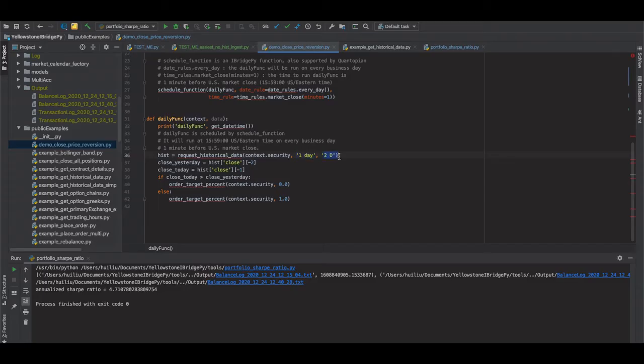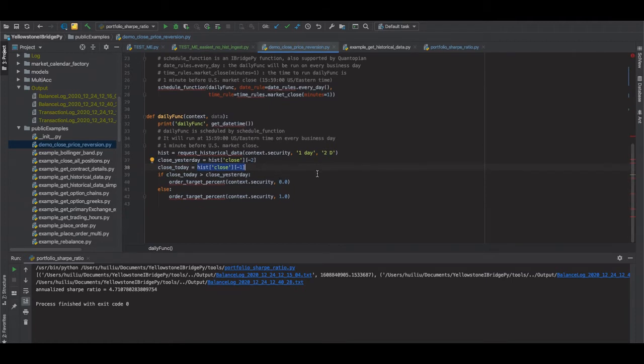We want to go back 2 days. The close price is this. Yesterday's close price is this, and today's close price, even if the market is not closed, we assume at this moment the price is very close to the close price already. If today's close price is greater than yesterday's, we want to sell, so we use an IBridgePy function called order_target_percentage.